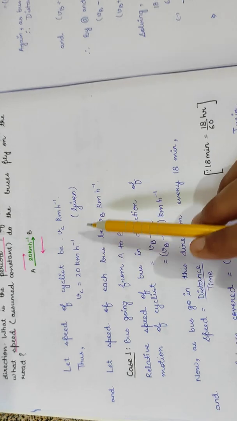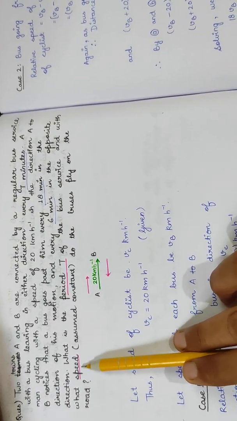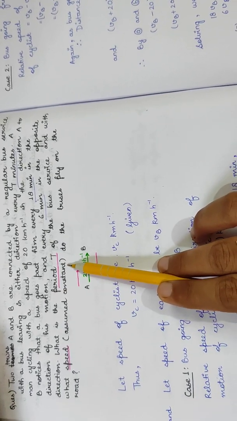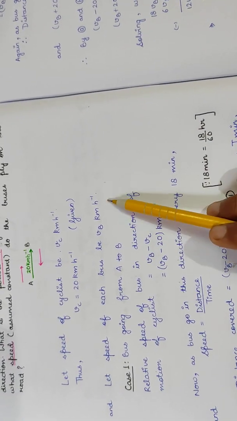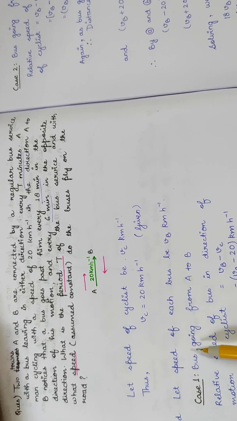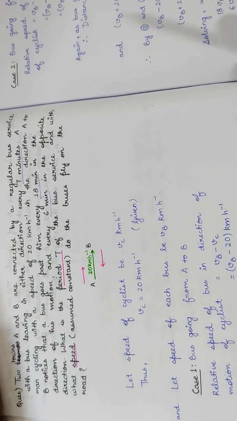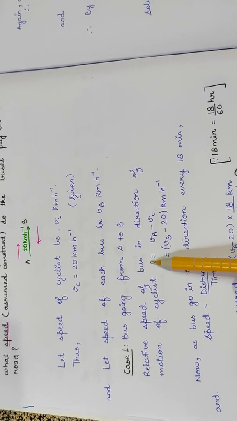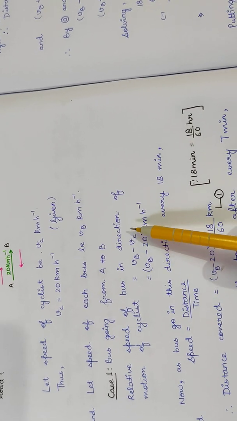Fine. Now we will let the speed of each bus be constant, as it is given that the speed is assumed constant. So the speed of both the buses will be the same. So we will let the speed of each bus be Vb km/h. Now we will first consider case 1, if the bus is going from town A to B in the direction of motion of the cyclist. So what will be the relative speed of this bus with respect to the cyclist? It will be equal to Vb minus Vc.